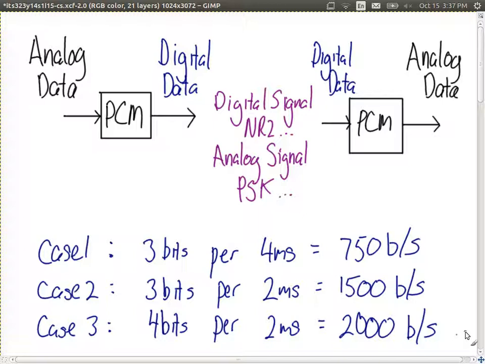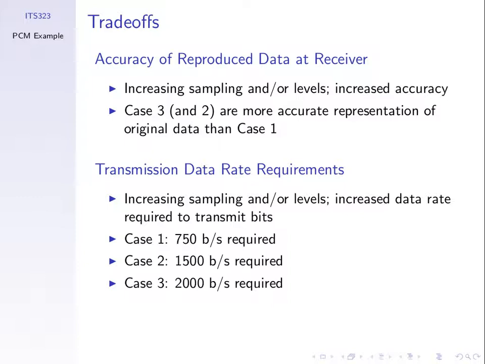So the smaller data rate required, the better. So case one is better with respect to the data rate required, but case one is the worst with respect to accuracy. And that's our trade-off, really. Increasing the sampling rate and levels increases the accuracy, that's good. But increasing the sampling rate, and you should write rate here, and the levels increases the data rate required, and that's bad. So we need to choose a trade-off that meets our requirements of accuracy and data rate required.